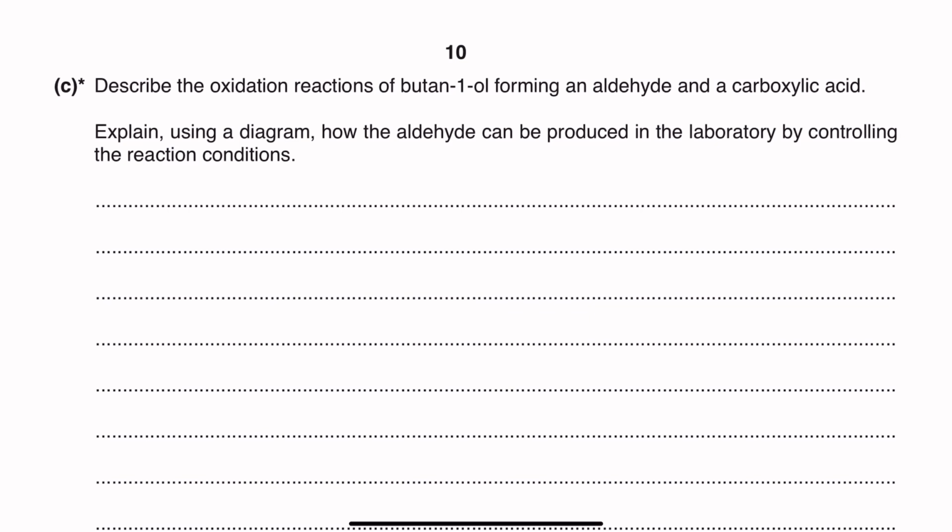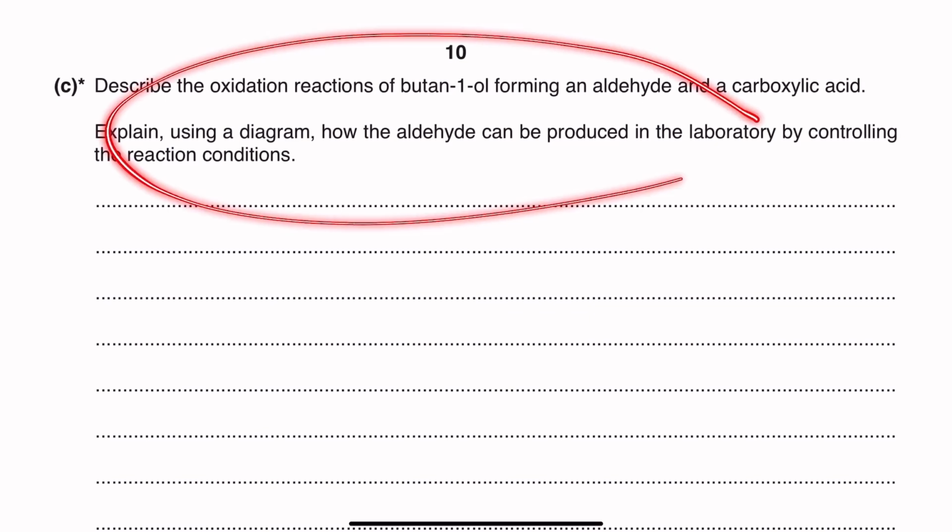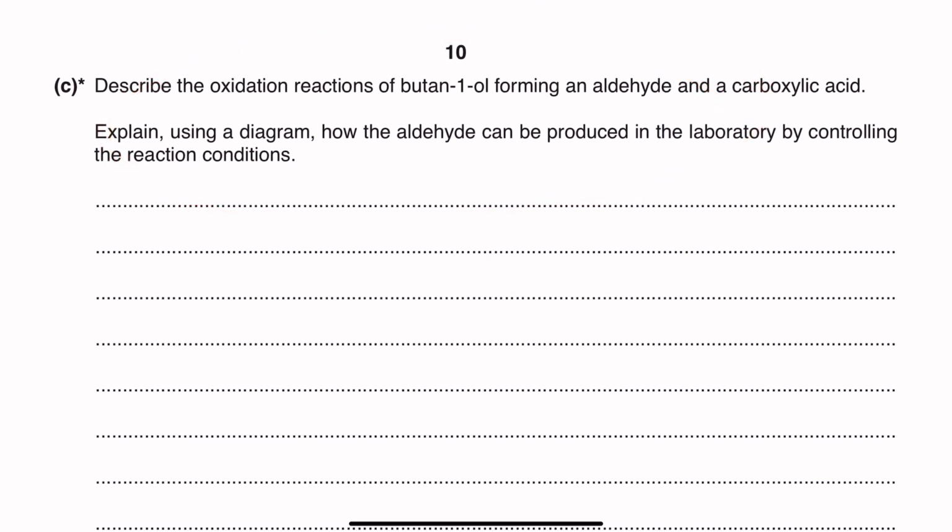We've been told to describe the oxidation reactions of butan-1-ol forming an aldehyde and a carboxylic acid, so that's 2 separate reactions. And we need to explain using a diagram how the aldehyde can be produced in the lab by controlling the reaction conditions. So here, this is entirely instruction-based, isn't it? There's nothing here that's really setting the scene for this. You are just being told to provide the details of 2 different reactions and then an apparatus diagram.